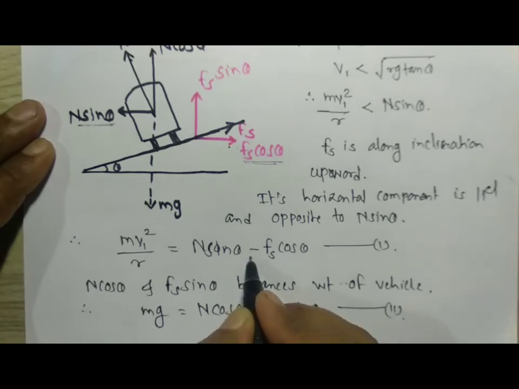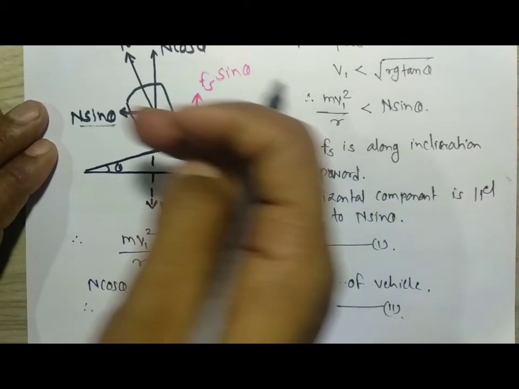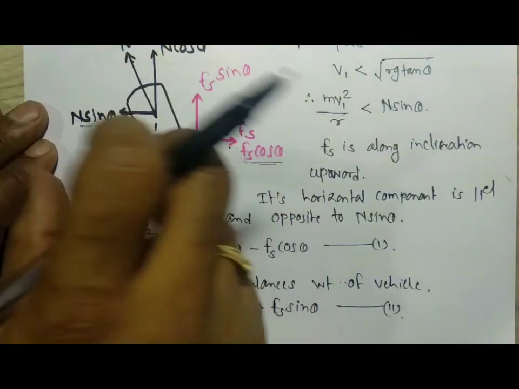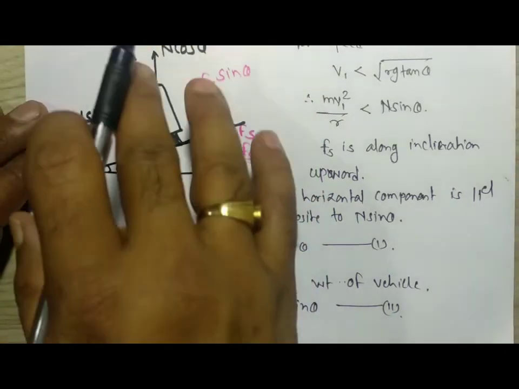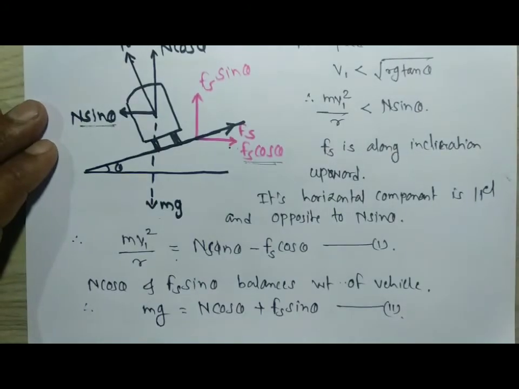Here we'll take the minus sign because fs cos theta is acting away from the center of the circle and n sin theta is acting towards the center, and therefore these two are opposed to each other, and therefore we'll get the minus sign here. And n cos theta, fs sin theta are both acting in the upward direction and in the same direction, therefore you will take these two with a plus sign. From these two equations you will get the minimum possible speed.